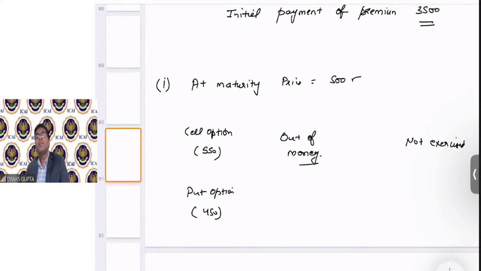When does a put option become in the money? If the spot price is lesser than the strike price. Here the spot price is higher than the strike price, so yes, it is out of the money again. Because the put option will be beneficial when and only if the spot price is lesser than 450. So it is not exercised again.